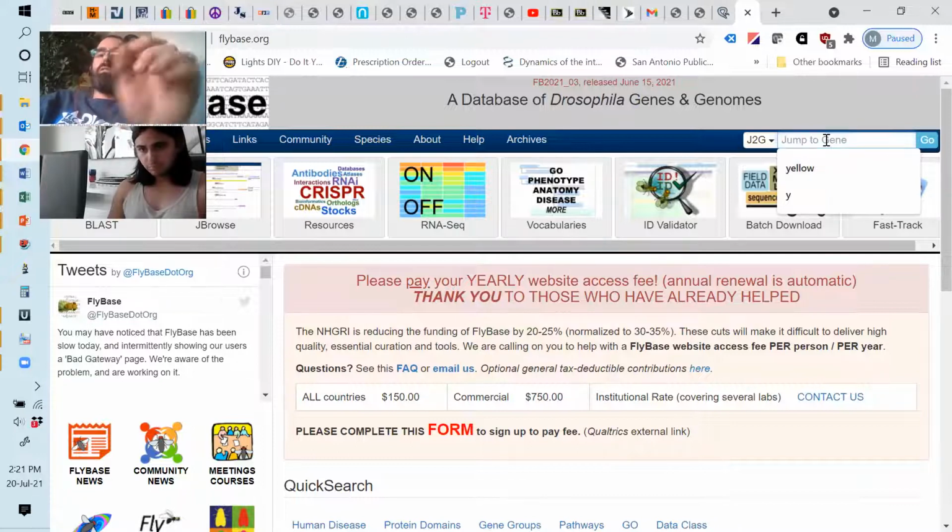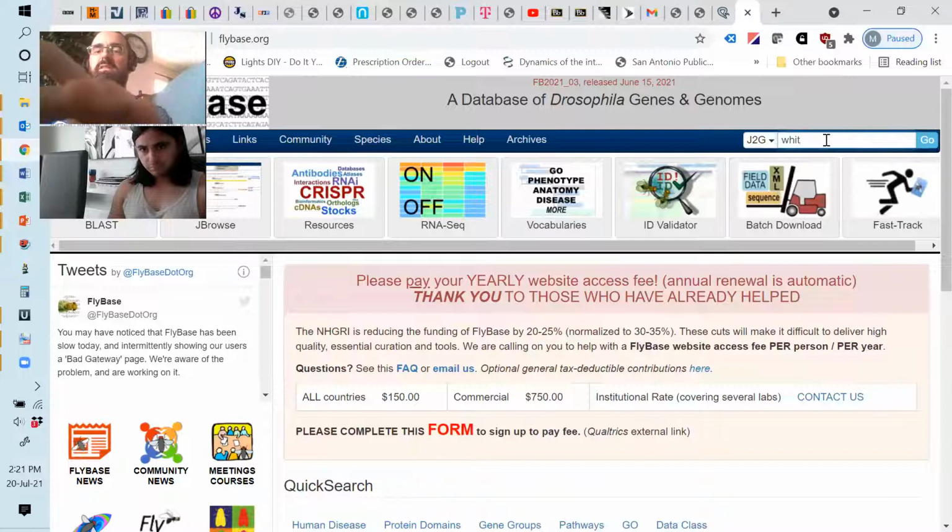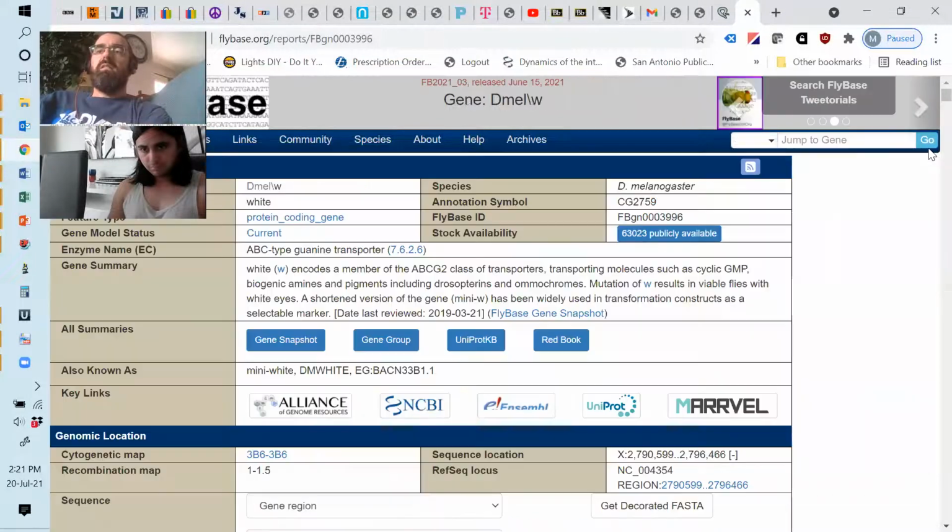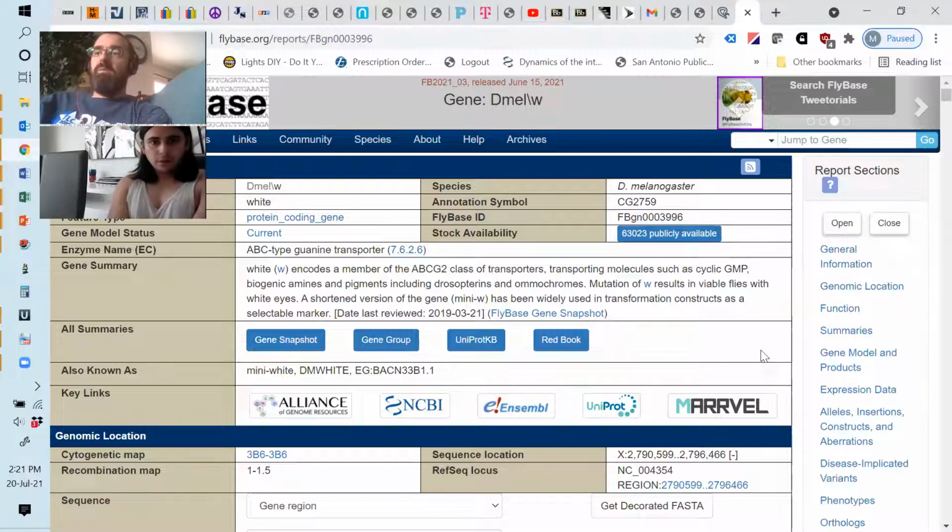So actually, we could just do something different. Here's another gene, right, which we've worked on. This was one of the genes that we looked at for our linkage experiment. So when you go into that, here's white, W, which you recognize now, right, from our annotation for the cross.